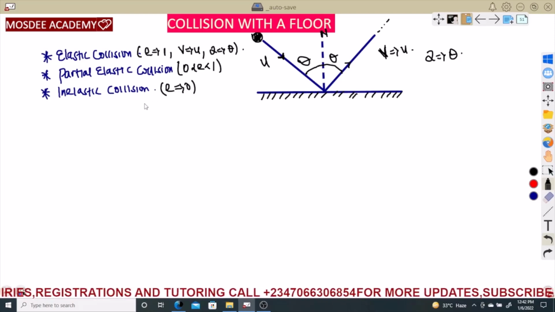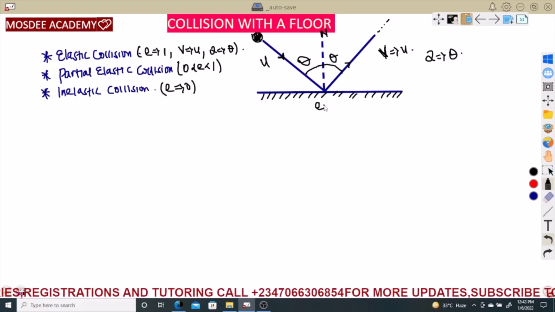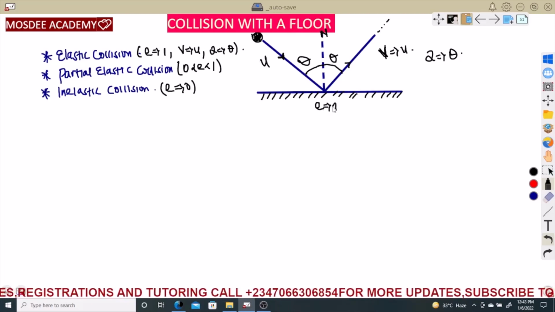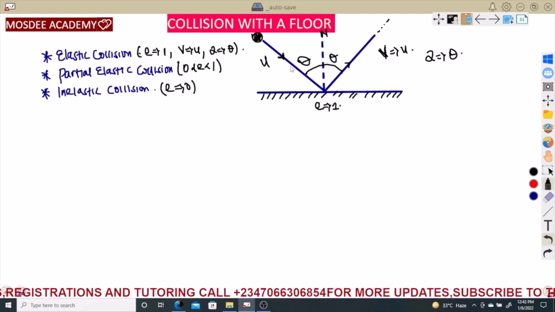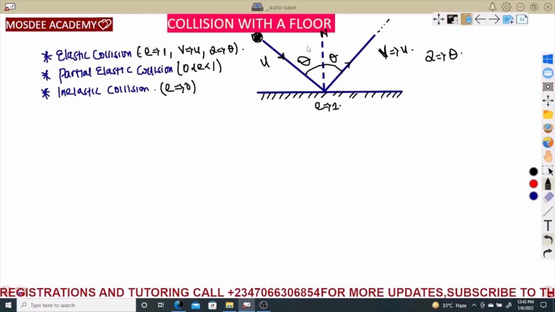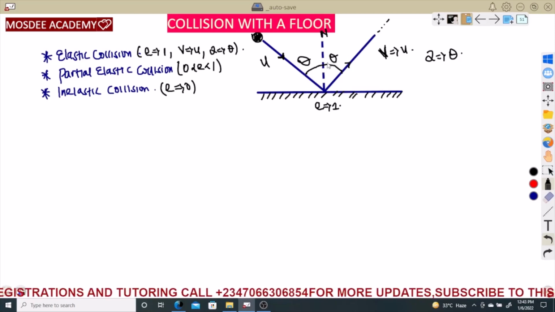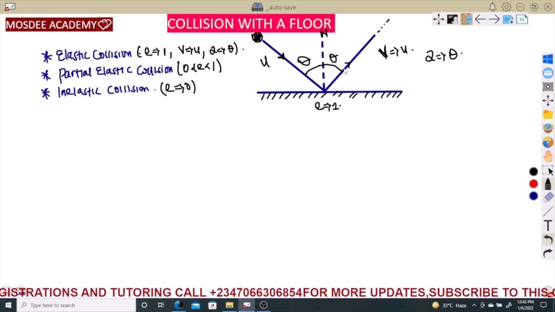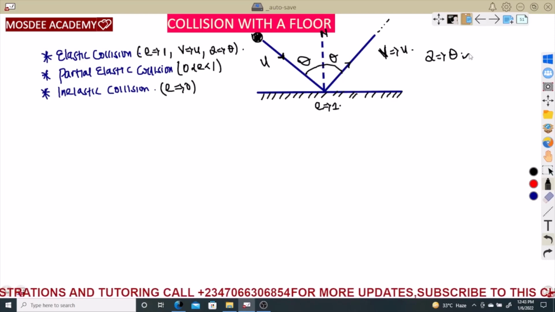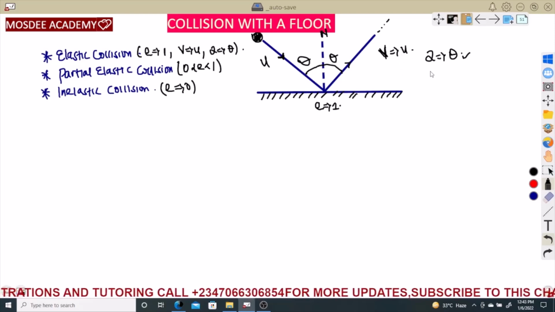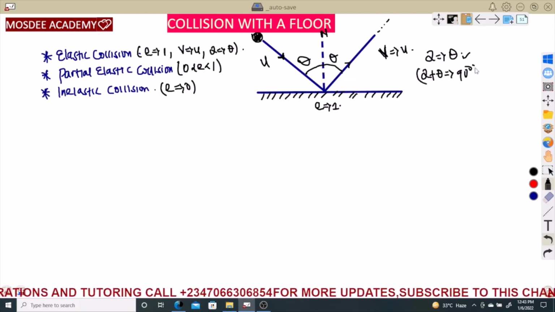So my point here is that when a body collides with the floor, always keep in mind that for elastic collision, the coefficient of restitution is always equal to 1. When that happens, the initial speed is equal to the final speed, and the angle at which it is diverging is the same as the angle at which it is reflecting. Always keep in mind that theta 1 plus theta 2, or alpha plus theta, is equal to 90. All these are just illustrations. We give you more details about what I'm trying to talk about.